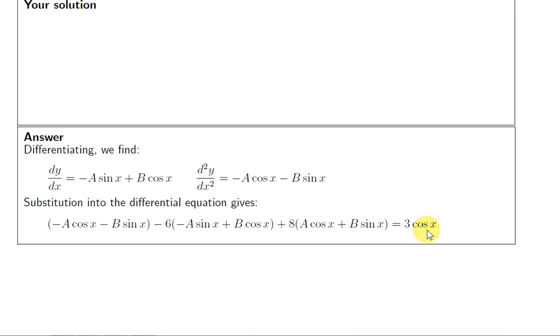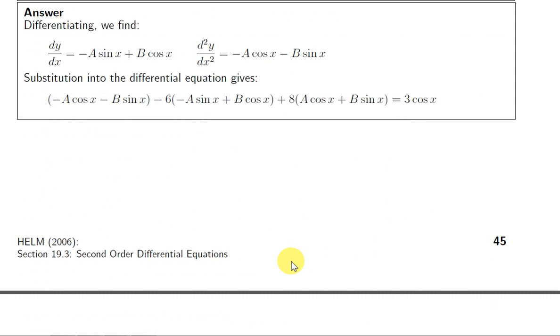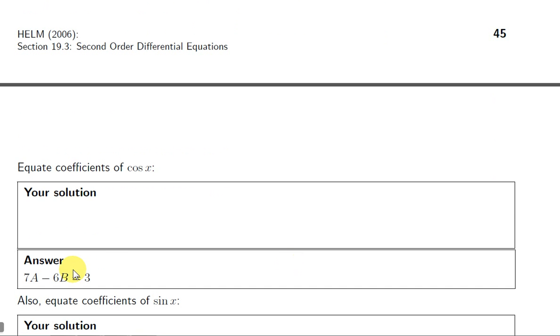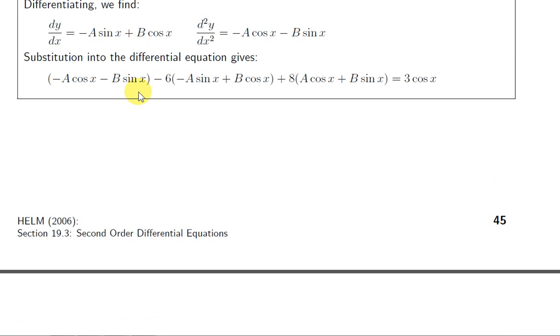So here we have an identity. The only way that all of this is true for all values of x is if the coefficients of like functions are the same on both sides. So let's look at the coefficients of cos of x on the left hand side. Well, we have minus a for this one, we have minus 6b for this one, and we have plus 8a for this one, and that must equal 3. So minus a minus 6b plus 8a, well, that's going to be 7a minus 6b. 7a minus 6b must equal 3, and then we equate the coefficients of sine.